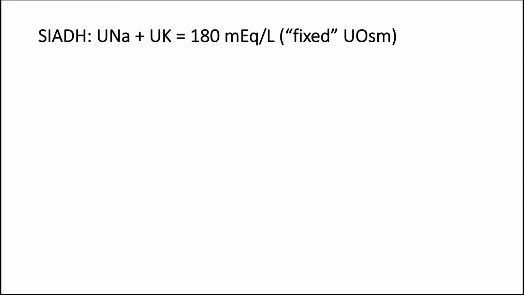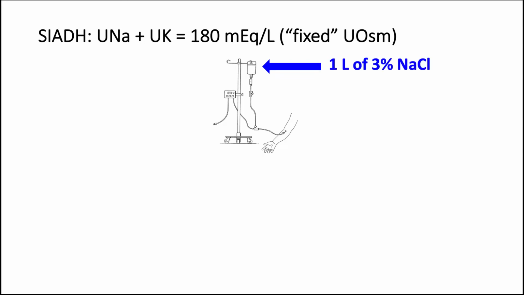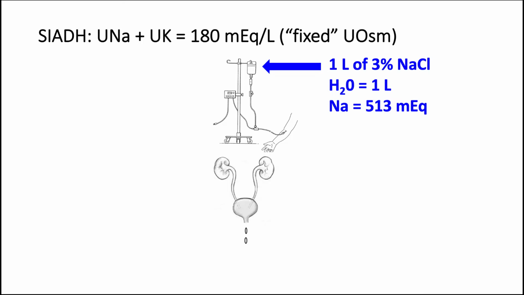So, but let's go over the exercise, okay? I'm gonna give this patient a liter of hypertonic saline, which contains a liter of water, and now 513 milliequivalents of sodium. The patient is gonna excrete the sodium load as in the first scenario when we gave saline, but at a concentration that is 180 milliequivalents per liter.